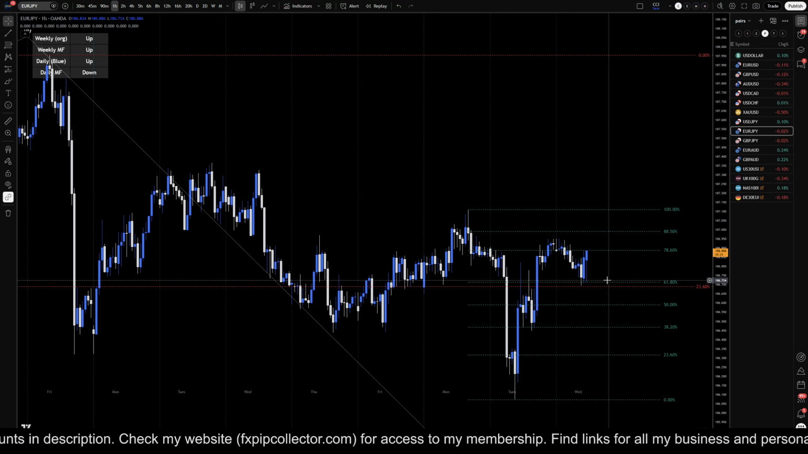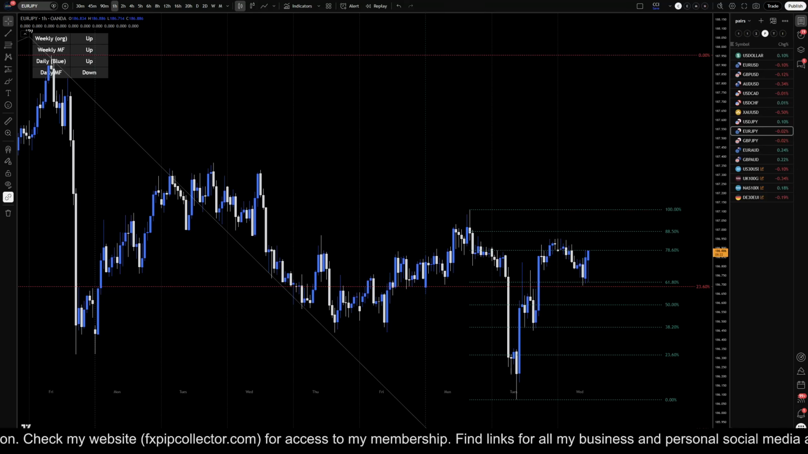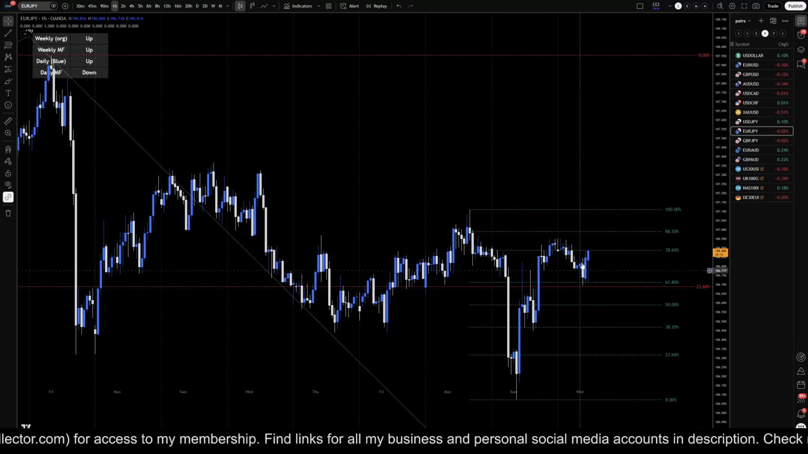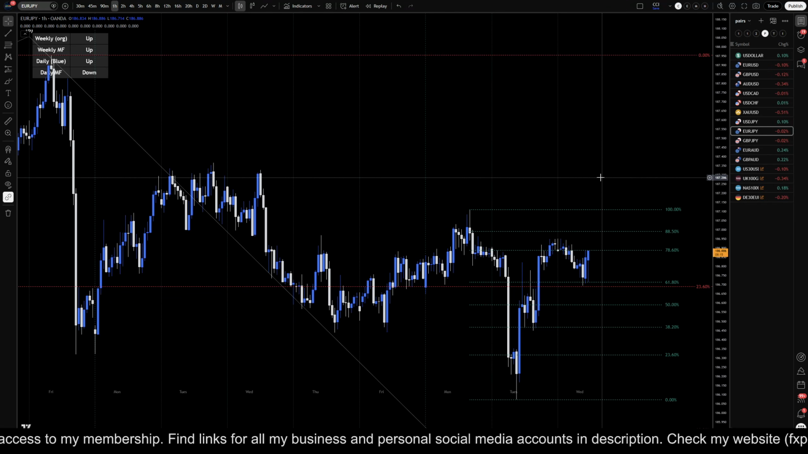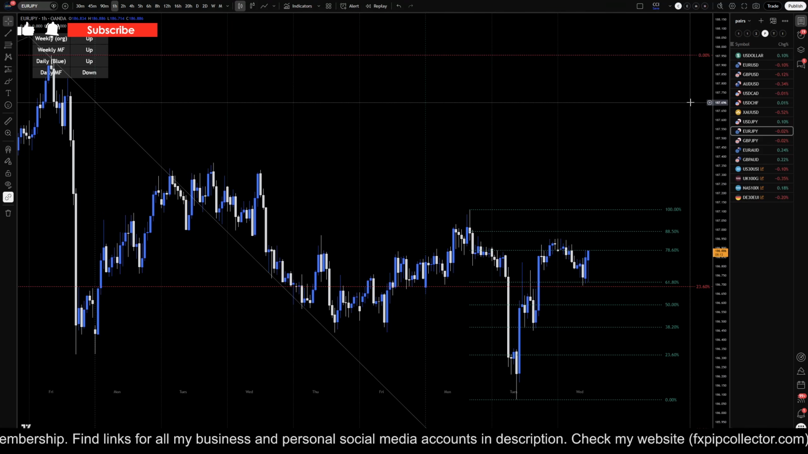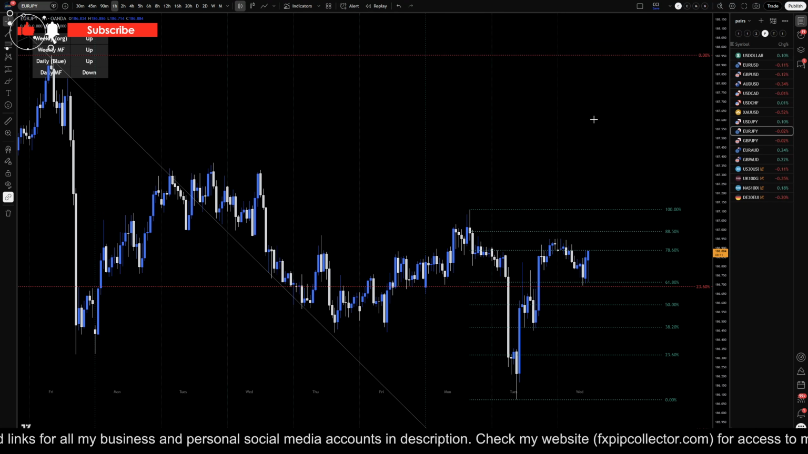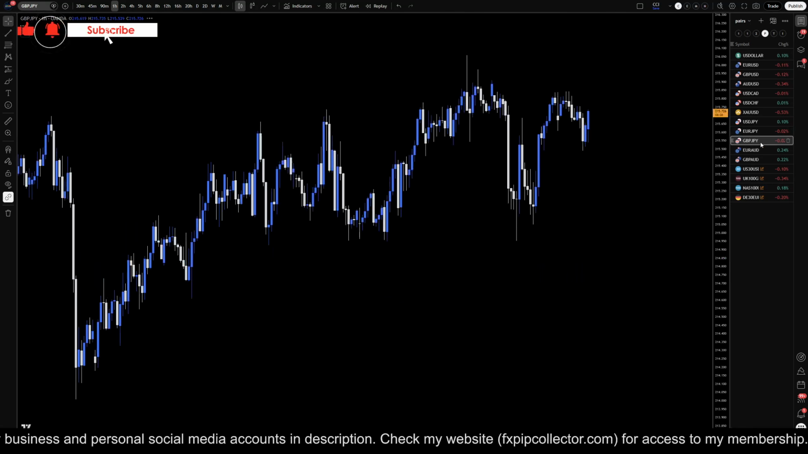So there's a couple different possibilities here, but if you wait for a break of structure to the upside, then a pullback in order to go long, or you wait for a break to the downside in order to go short, then you should be all set.